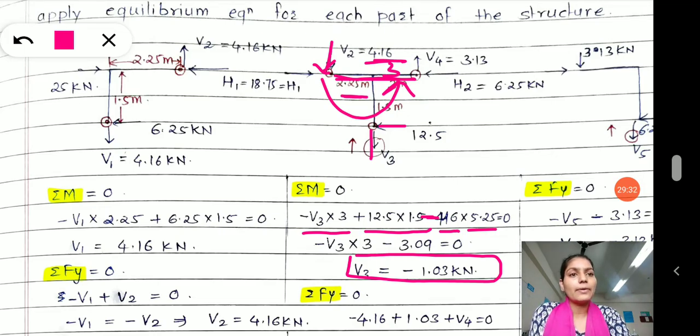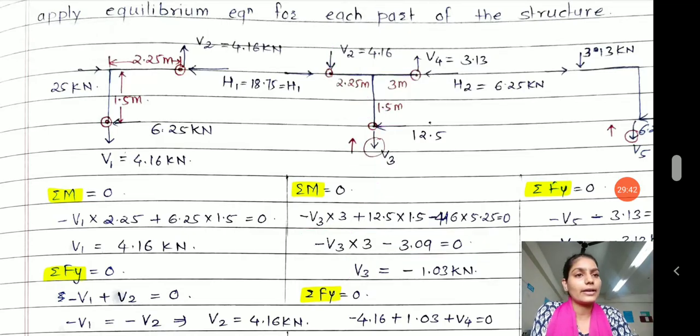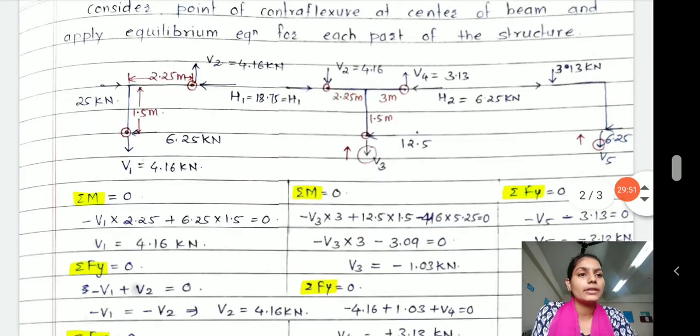Now why is it a negative sign? Because the direction which I have considered is downward, but the real direction is upward. So I have shown with the circle that the current direction is wrong, and I have shown it upward. Okay, I hope you understood this point.